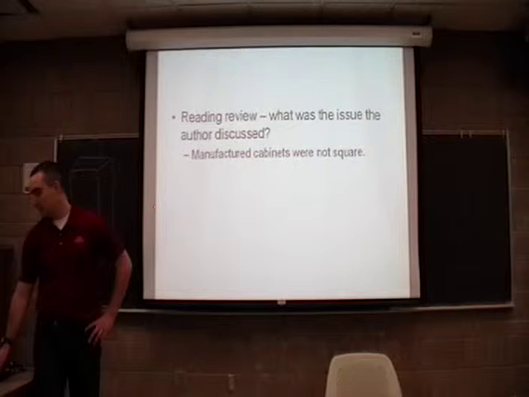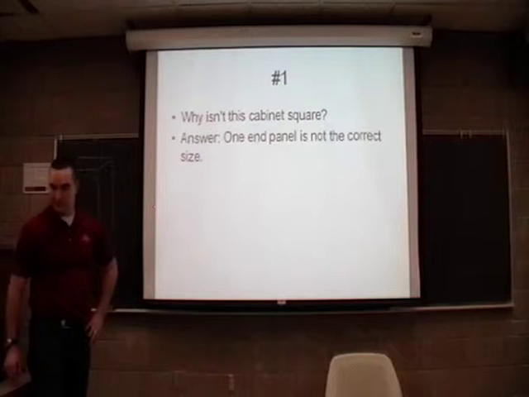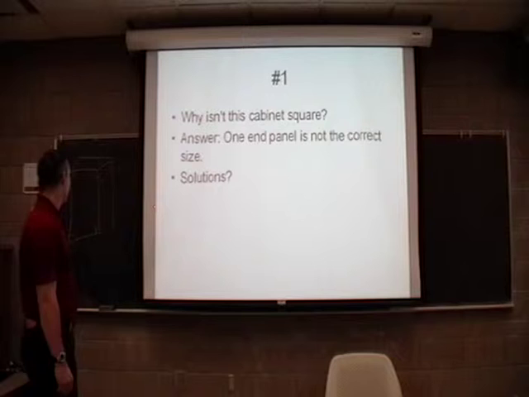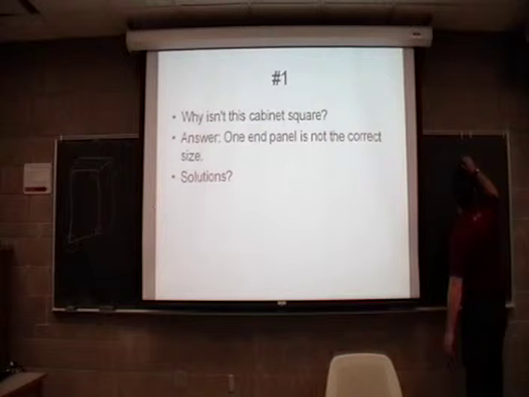So, going through the whys, the iteration. First one, why is the cabinet not square? He said, one end panel is not the correct size. Makes sense? So there would be possible solutions for this. Well, if one panel is not the correct size, let's just cut it again. So over here, I'm going to put some possible solutions. Solution one, cut it twice.